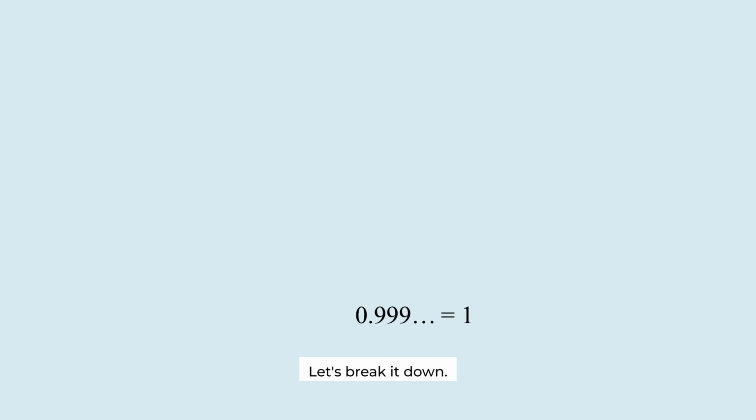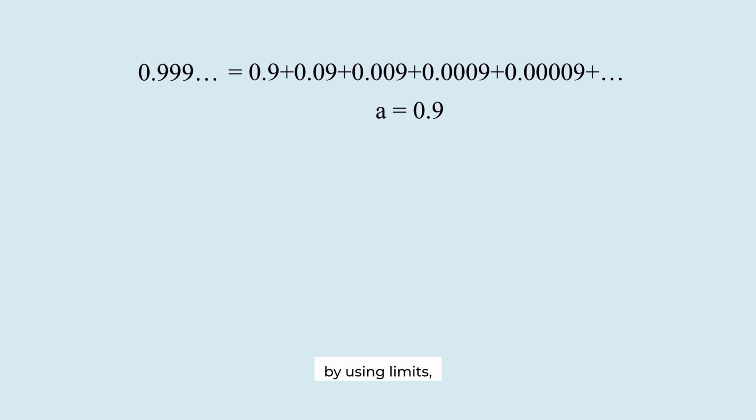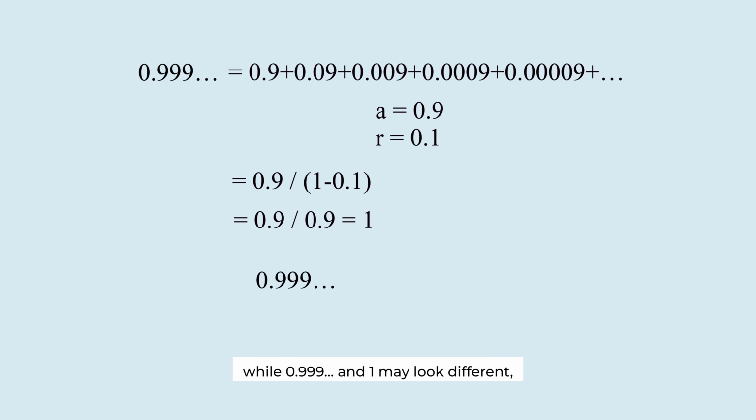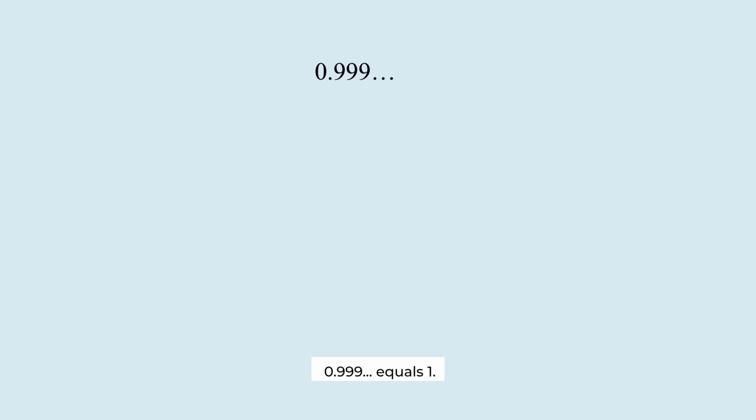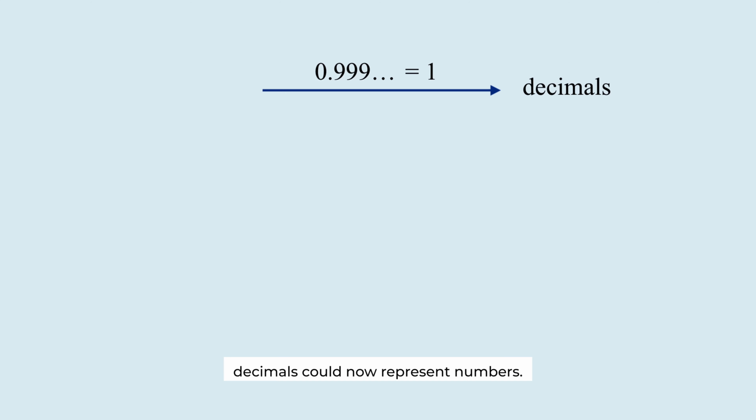Let's break it down. 0.9 repeating can be written as an infinite sum. By using limits, this sum converges to 1. While 0.9 repeating and 1 may look different, they represent the same value. 0.9 repeating equals 1. By extending this method, decimals could now represent numbers.